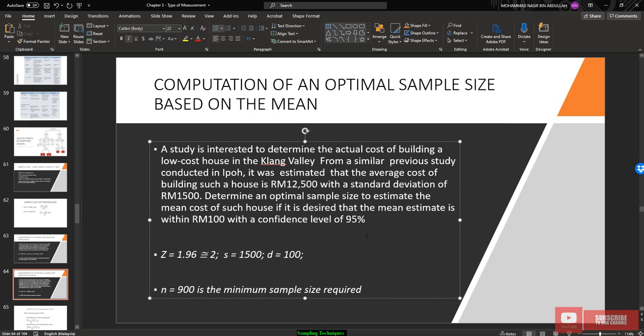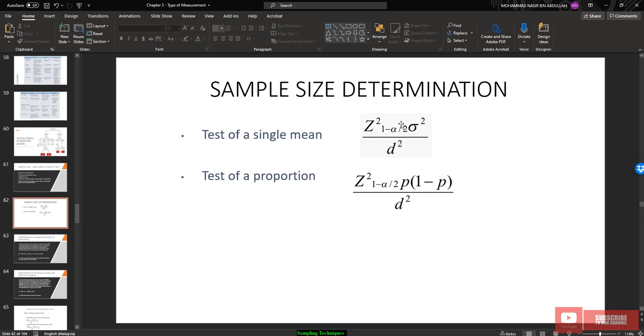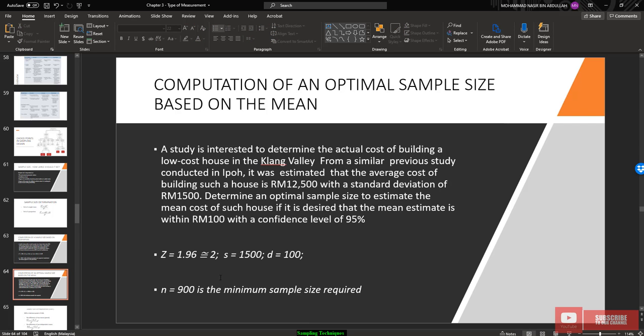So the confidence level of 95% is determined by the type 1 error. So the Z value is, let's say we take 2 standard deviations, 1.96. The sample standard deviation is 1,500. And the effect size, the mean estimate, is 100. So for the sample size, we take these values and plug them into the formula, and you will get 900. 900 is the minimum sample size required, right?